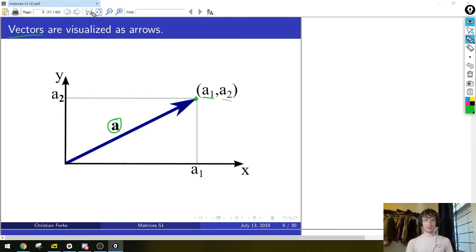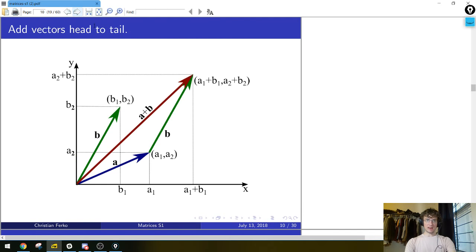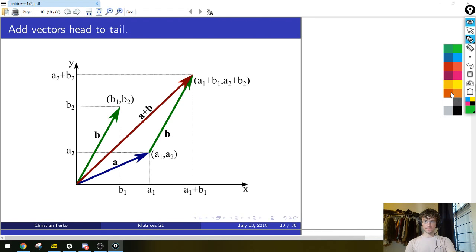So a vector we draw as an arrow from the origin to the point (a1, a2), or (x, y). Okay, let's see how to add those. If you have a vector a, which has an x component a1 and a y component a2, so here's a1 on the x axis and a2 on the y, and a second vector b, with b1 in the x direction and b2 in the y direction.